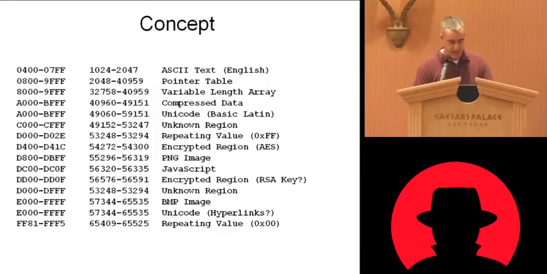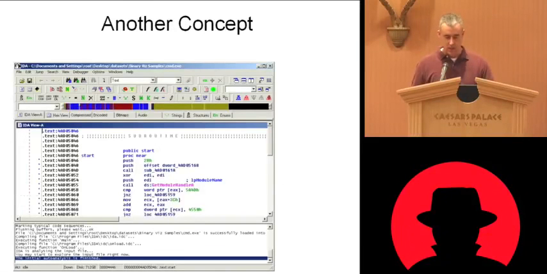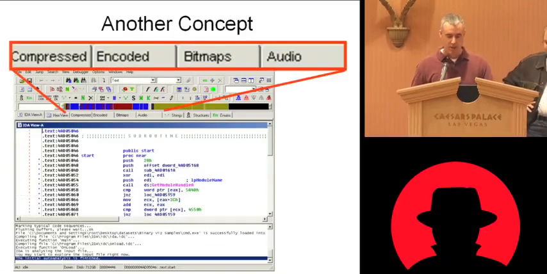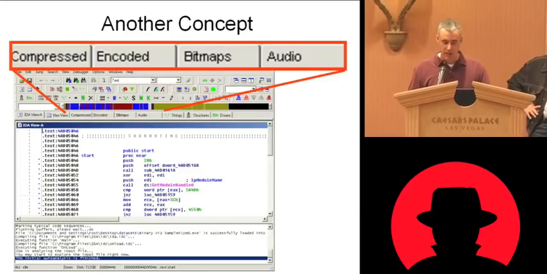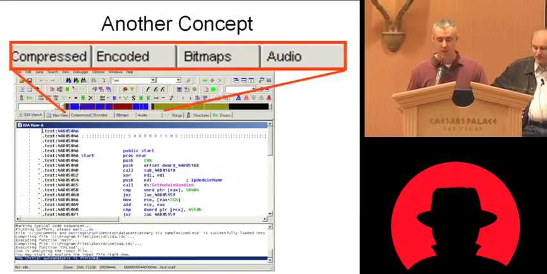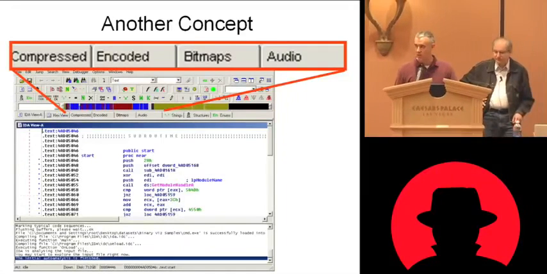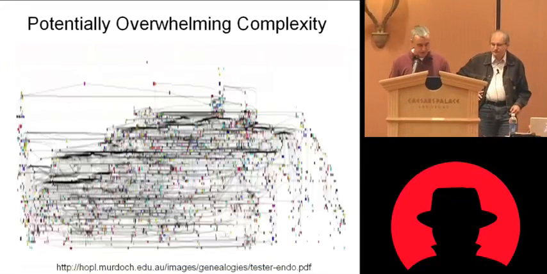That's the idea. Another idea is that once we get our arms around this, we can embed it in things like a hex editor, or, mocked up here, a strings tab within IDA. You could have a compressed tab, an encoded tab, bitmap, audio, as you have this ability to identify these things.